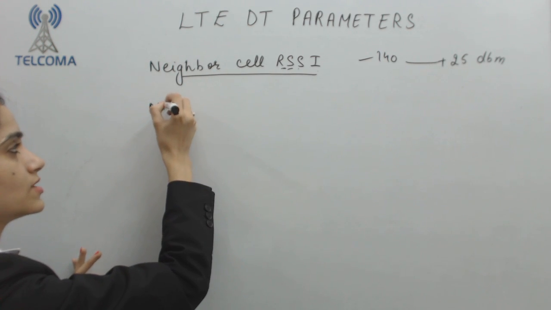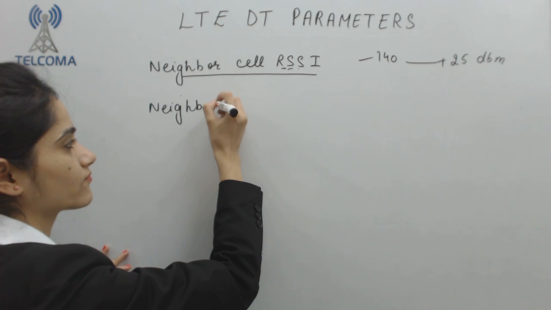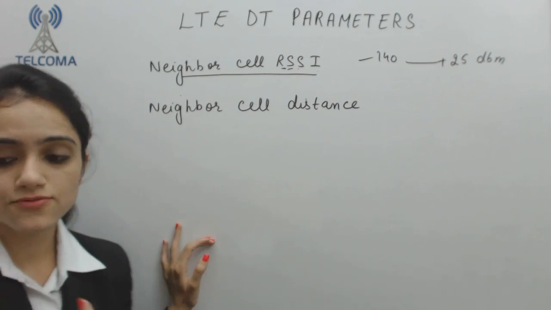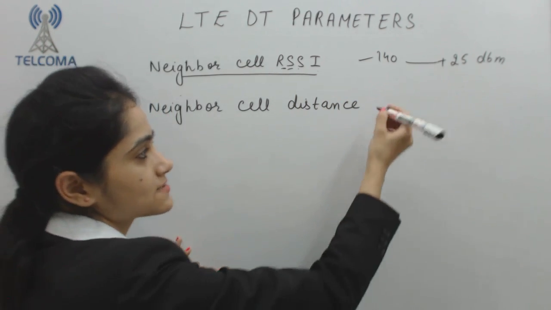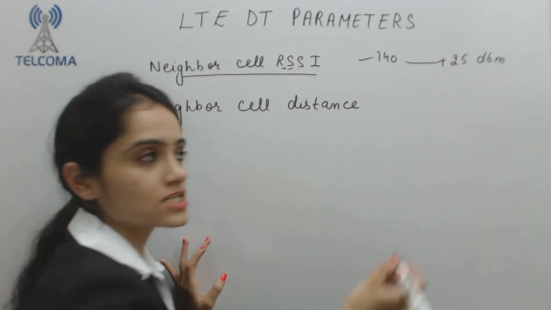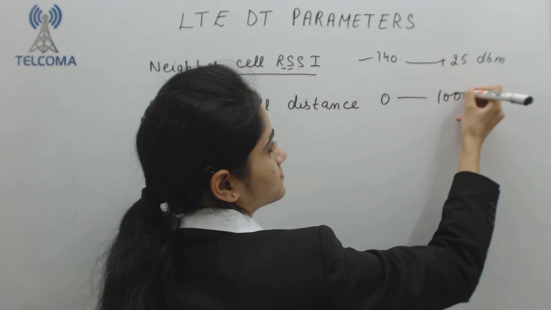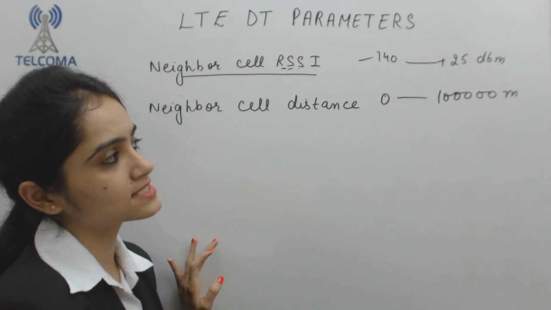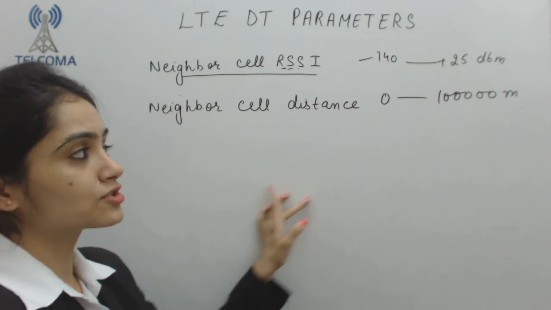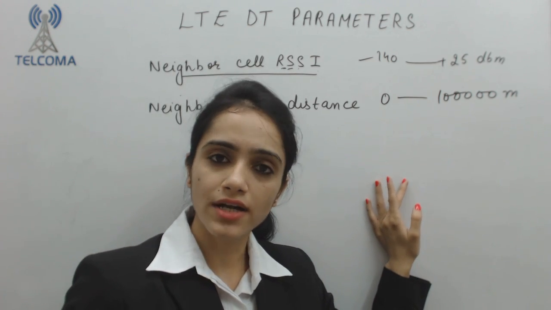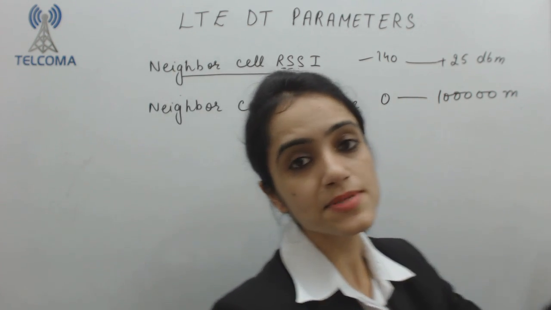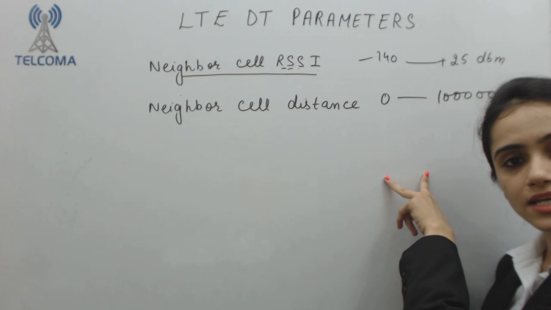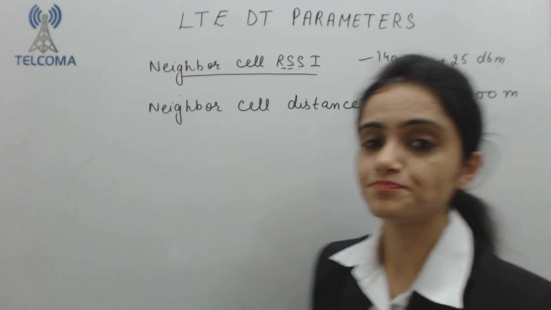Next parameter is neighbor cell distance. That means the distance from source to the target. It is specified in meters, so it ranges from 0 to 1 lakh meters. It could vary, it could be 100 meters, 200, 500, but this is the maximum specified limit that your neighbor cell distance should be in the range of.